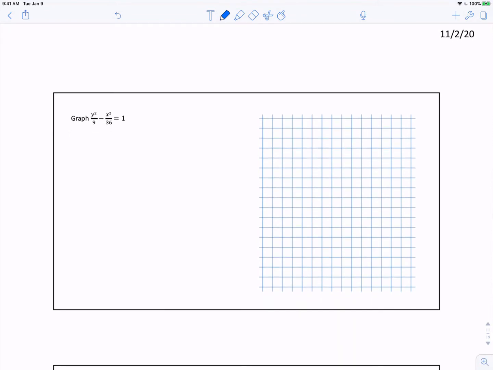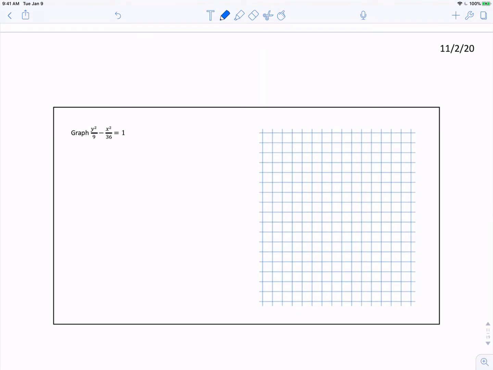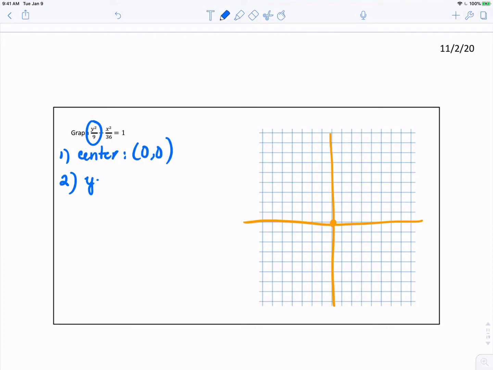Let's try to do one more before we have to make another recording. Okay, so let's go ahead and graph this one. Again, we'll start by finding the center. So the center is at the origin, 0, 0. Next, we're going to find the vertices. For the vertices, we look at the first term, and in the y direction, we're going to move the square root of 9, or 3 units, to find the vertices. 1, 2, 3.